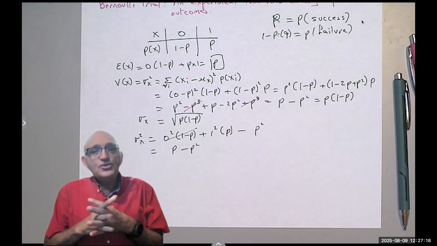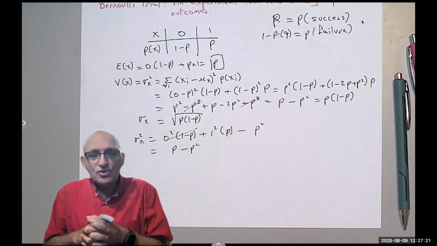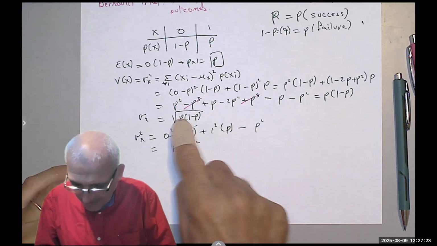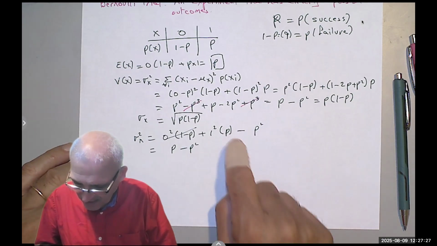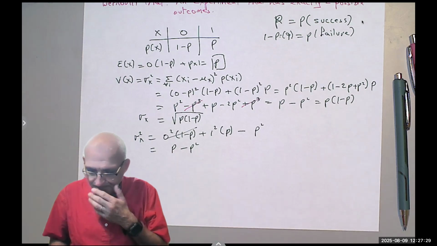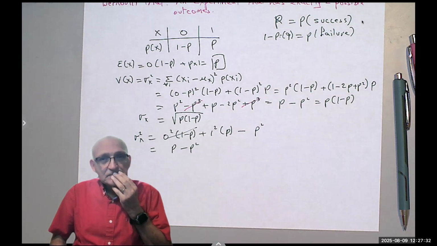So what can we see about that? Let's talk about even the variance. The variance is p minus p squared, okay?